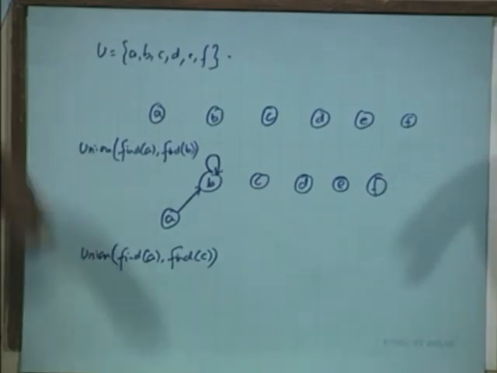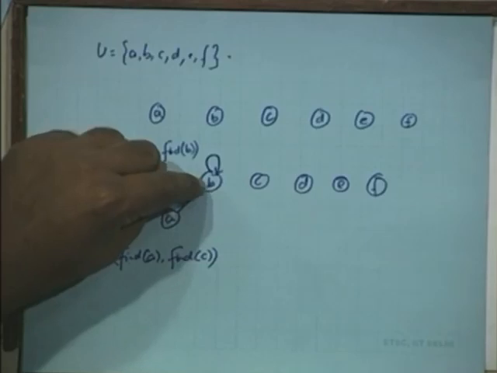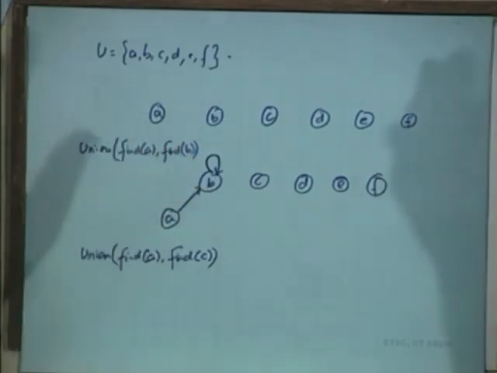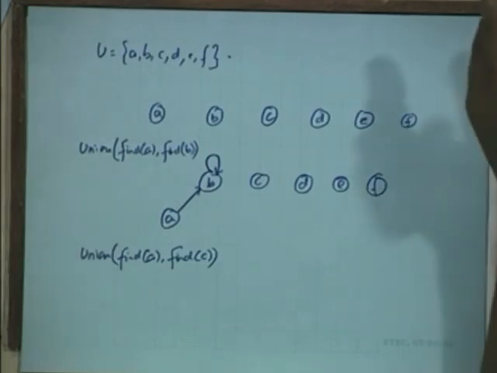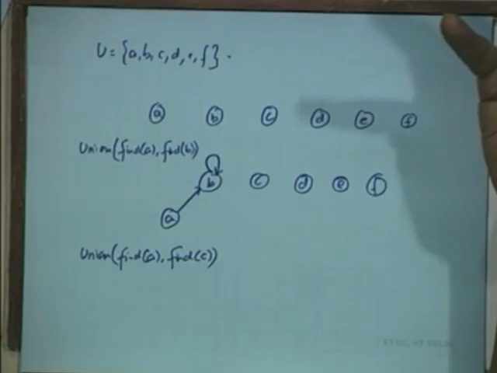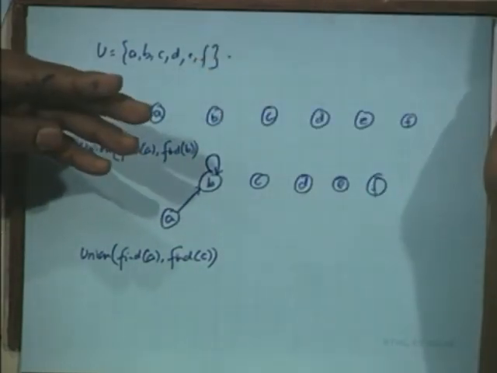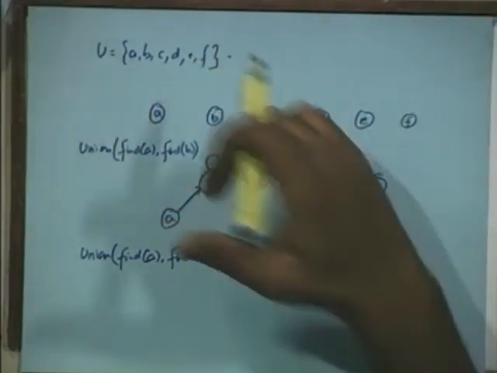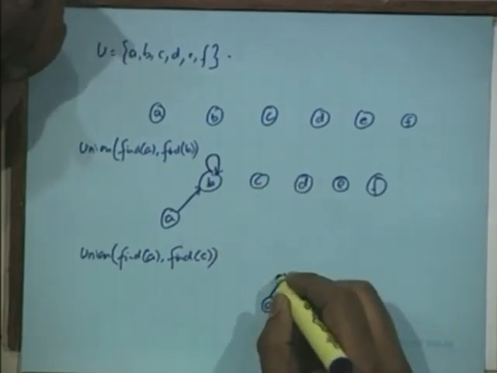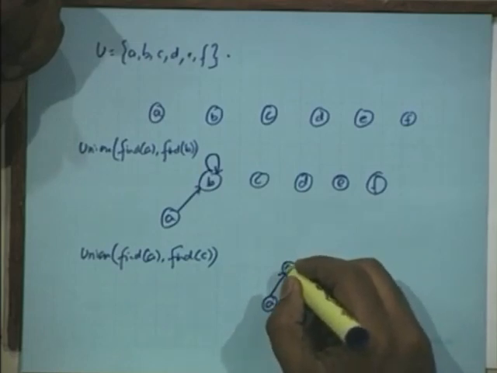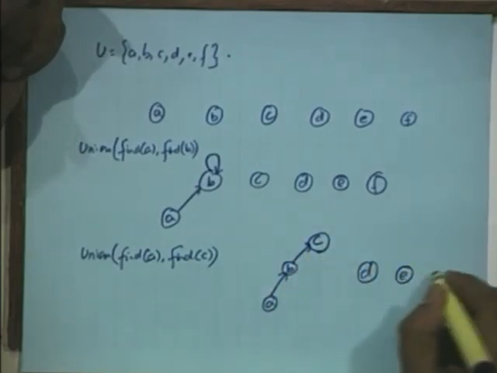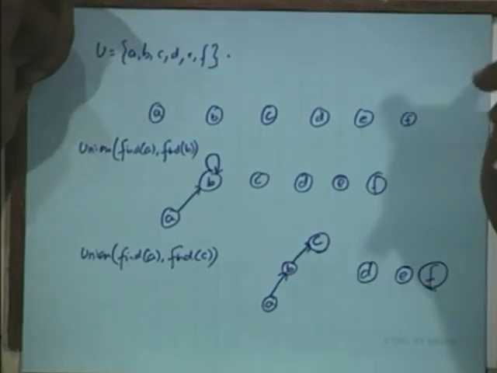So what find A and find B return are the roots of the corresponding trees. You will understand this as we proceed. What union does is it takes the roots of these two trees and links them up, makes one point to the other. So for instance, here I might decide to make B point to C, in which case my new representation would look like this.